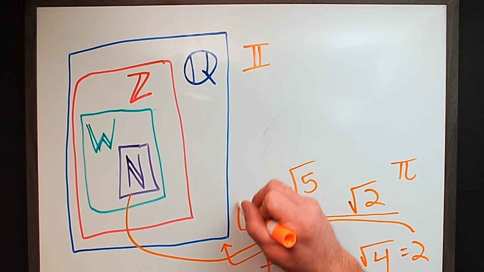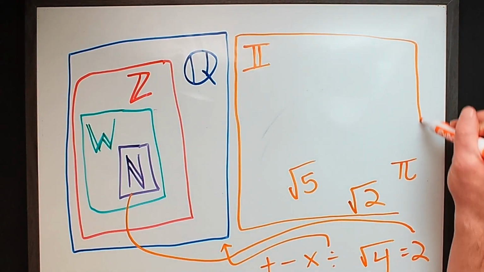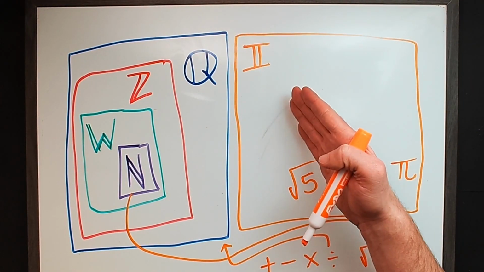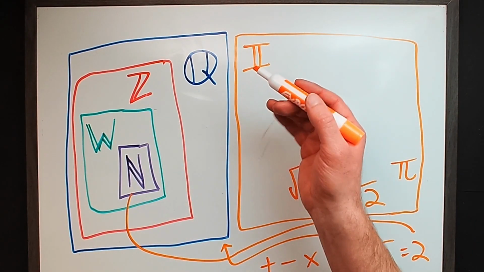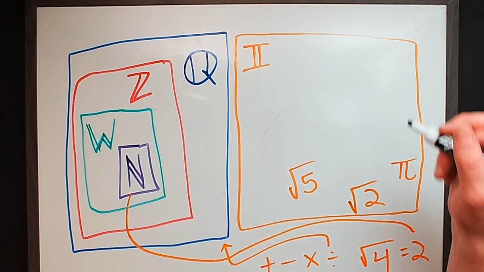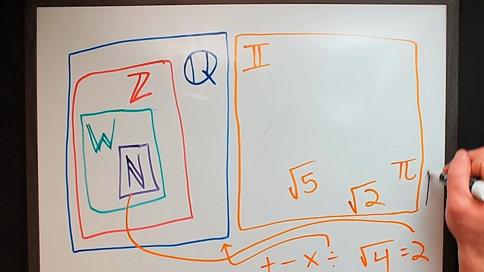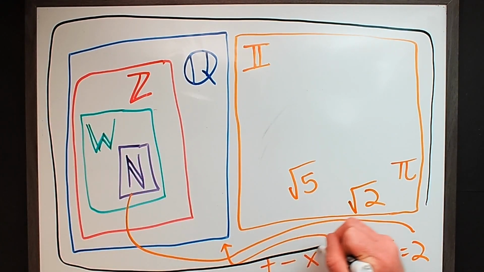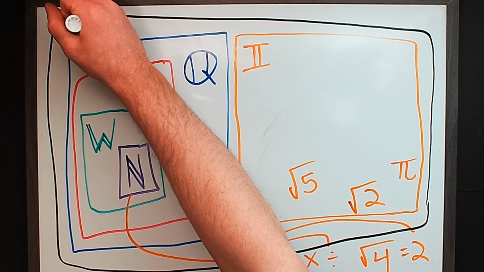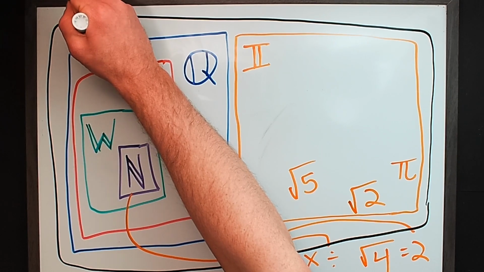All of the irrational numbers, and there are quite a few, are in a separate category, in a separate set from the rational numbers. So you have irrationals and you have rationals. All of this together, the irrationals and the rationals, make a large encompassing set. This is the set of real numbers.